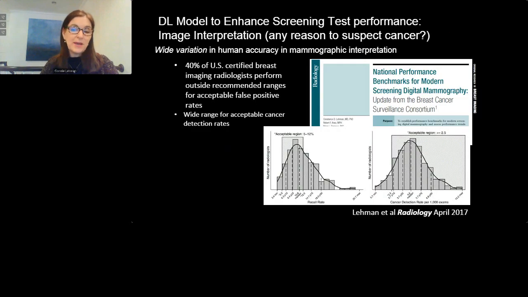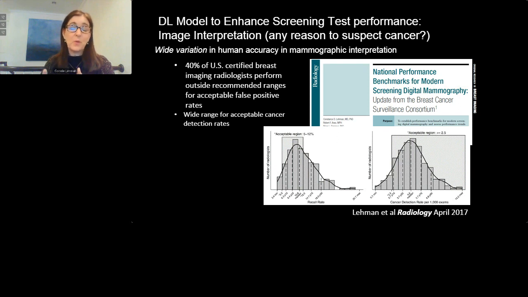The third problem is human variation. 40% of US certified breast imaging radiologists perform outside the recommended ranges for acceptable false positive rates. So clearly we need to leverage the tools of AI to reduce human variation in interpretation. To date, we're actually pretty complacent about what we expect to see in expert breast imagers.